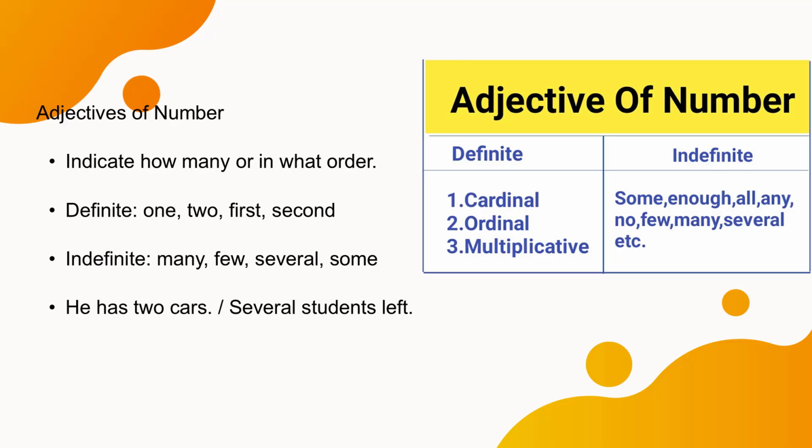Adjectives of number. Let's move to adjectives of number. These tell us how many, or in what order. Definite numbers include 1, 2, first, second. Indefinite ones are many, few, several, some. For example, he has 2 cars. Or several students left.